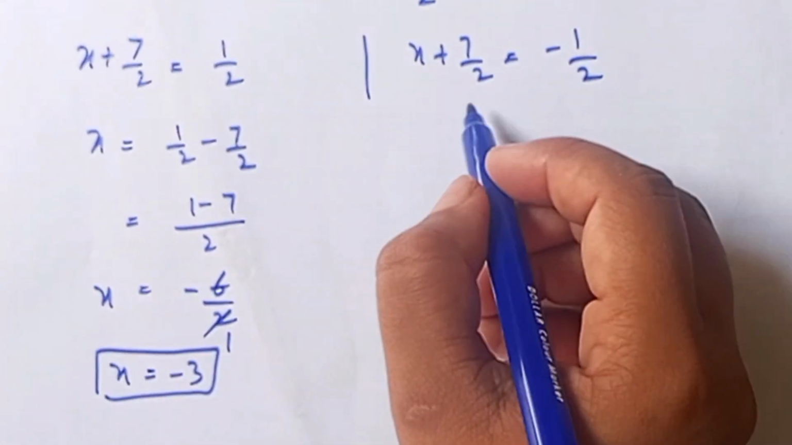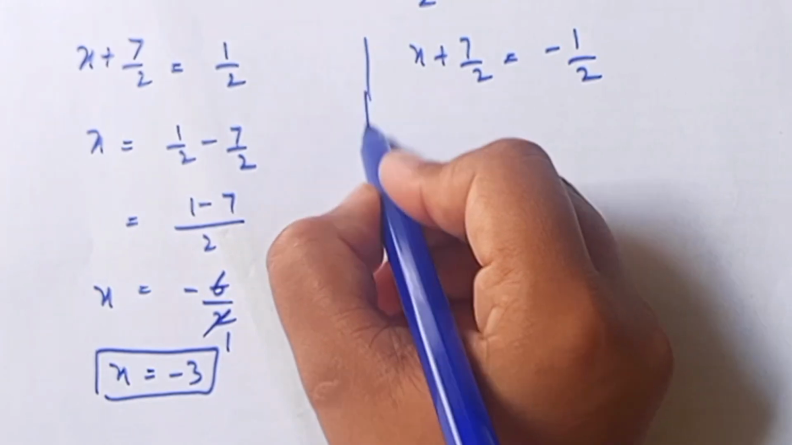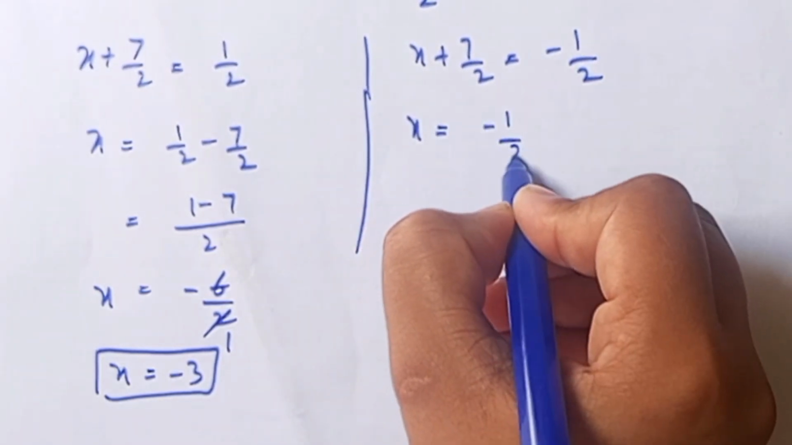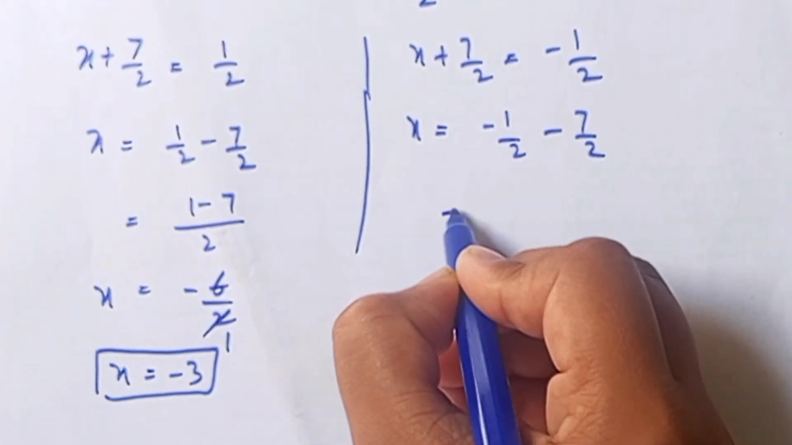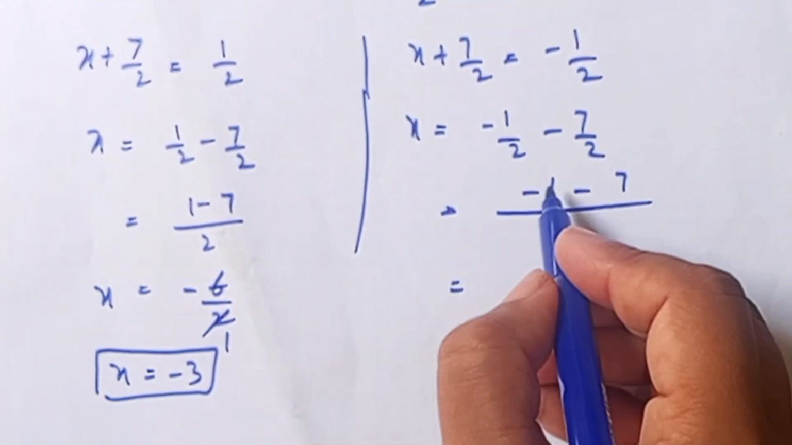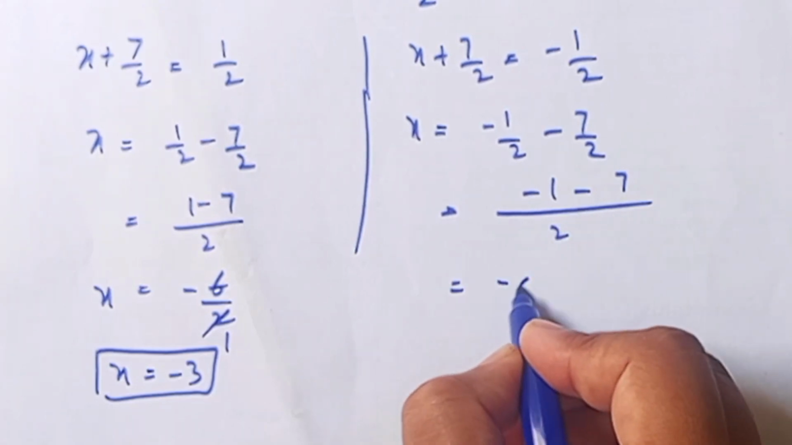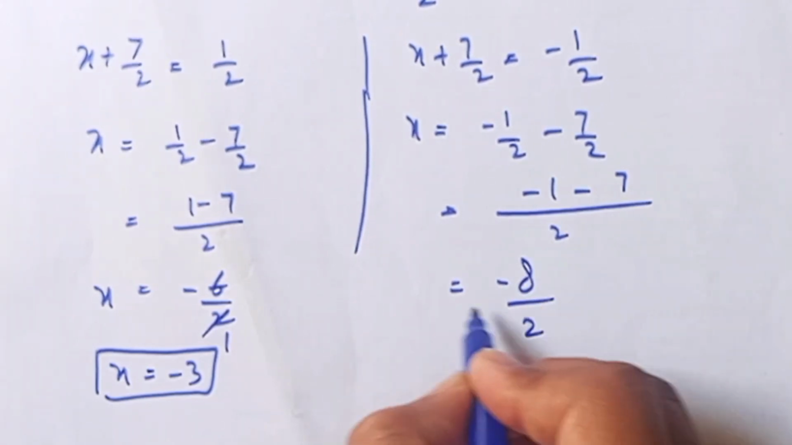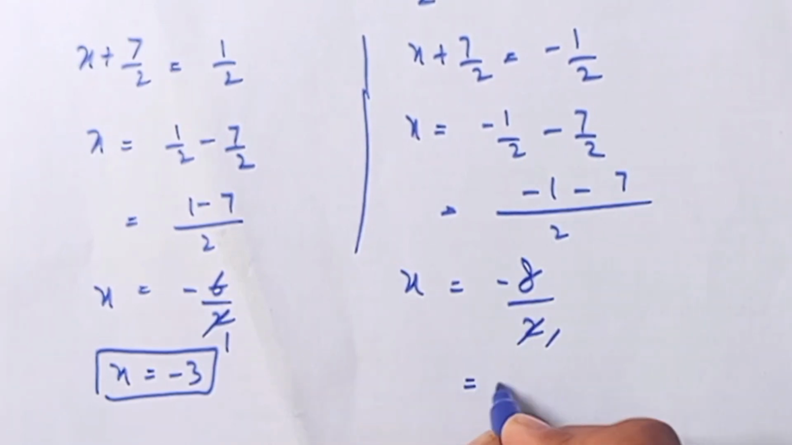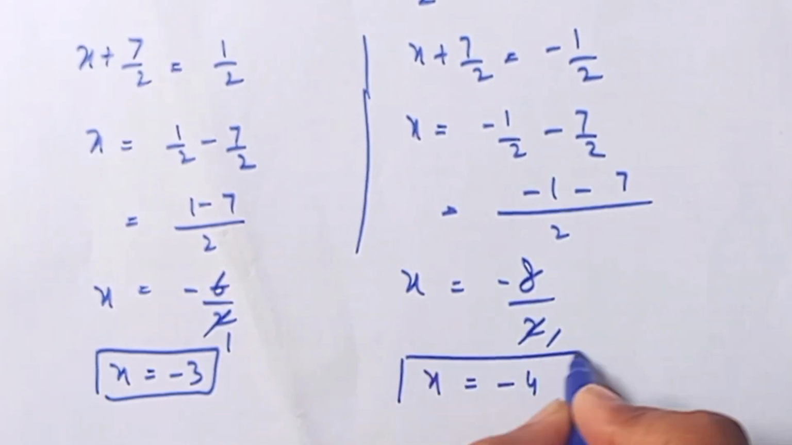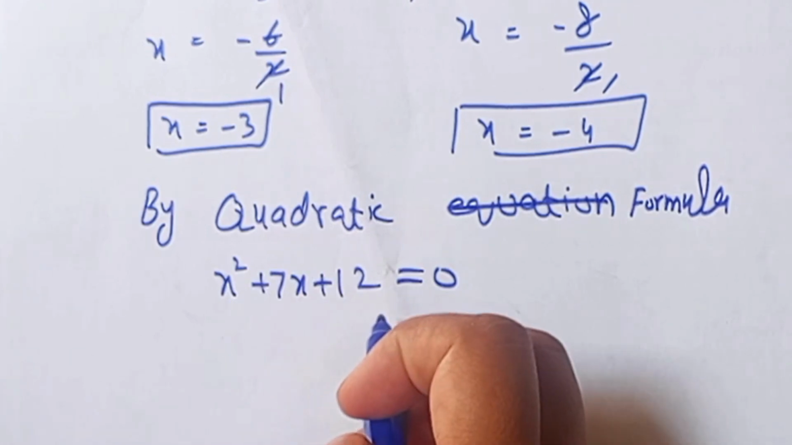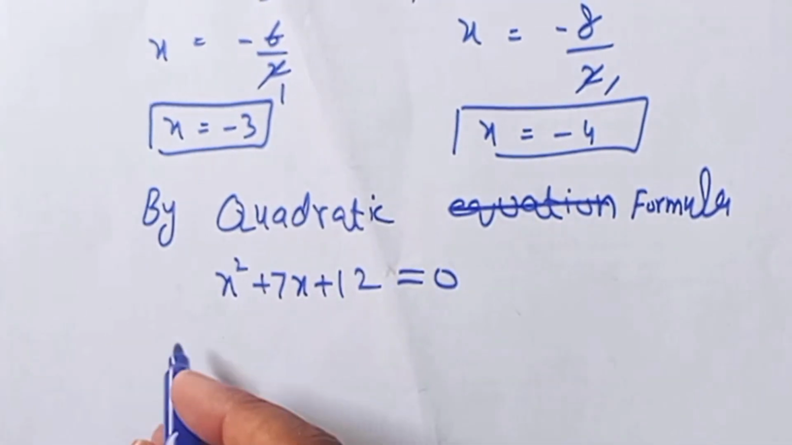Look at this. We subtract 7 over 2 on both sides. So we get x is equal to minus 1 over 2 minus 7 over 2. Take LCM. So we get minus 1 minus 7 over 2. Minus 1 and minus 7 is equal to minus 8 over 2. It's equal to x. Now 2 ones are 2 and 2 fours are 8. So it's minus 4, the second answer. And in the last step, we solve this same quadratic equation by the quadratic formula.